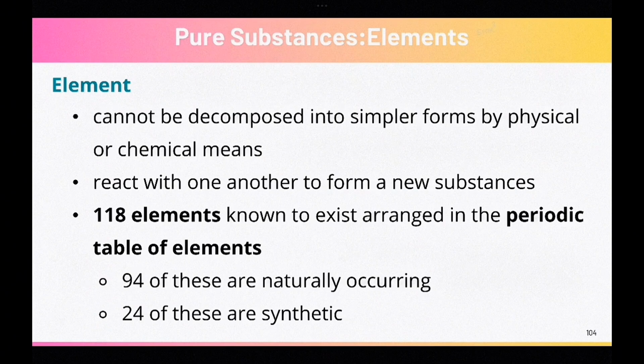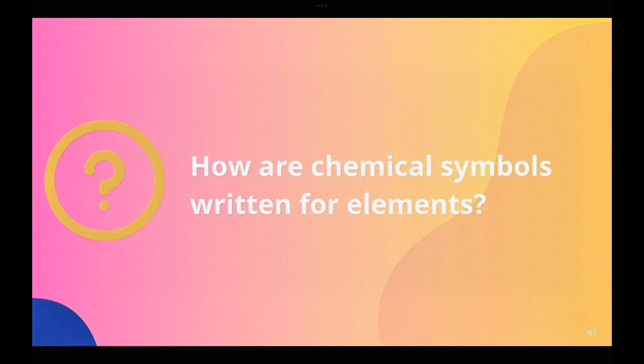Elements cannot be decomposed into simpler forms by physical or chemical means, but they can react with one another to form new substances. In the periodic table, we have 118 known elements. Of these, 94 are naturally occurring and 24 are synthetic. How are chemical symbols written for elements?